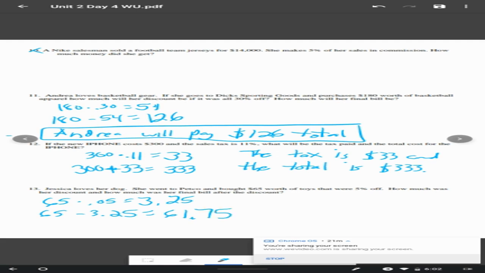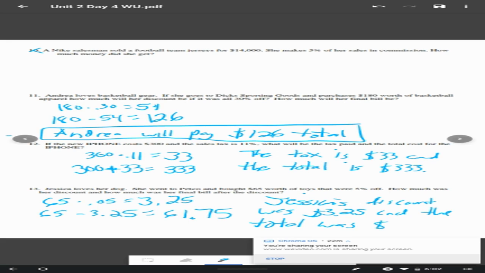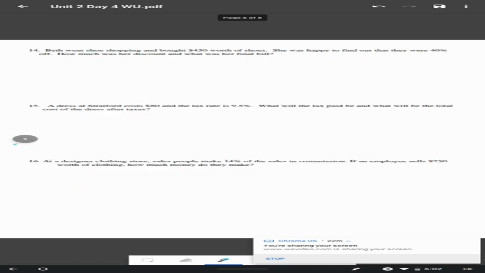So now because we're talking about discount, we would say that Jessica's discount was $3.25, and the total was $61.75. So those cover the ones that we either have to add or subtract at the end, the sales or the discount problems. This last one, I would suggest that you pause it here and try to work these out, and I'm going to work these out pretty quickly.